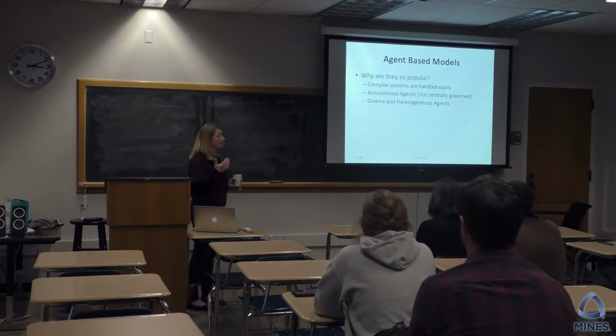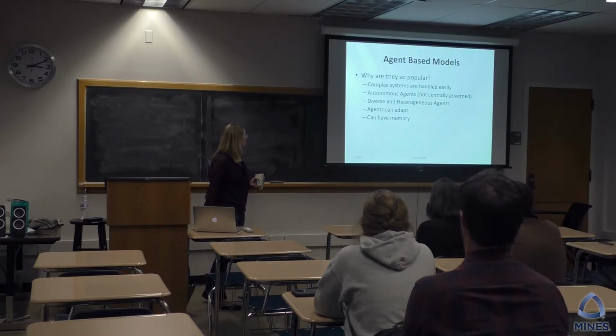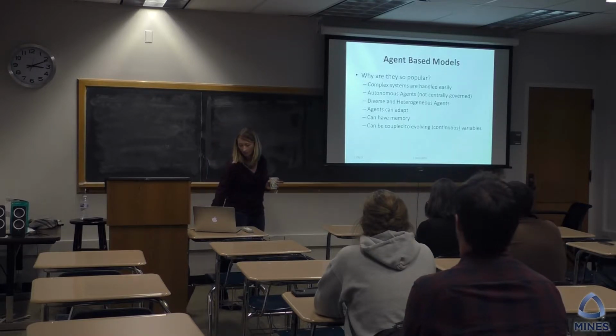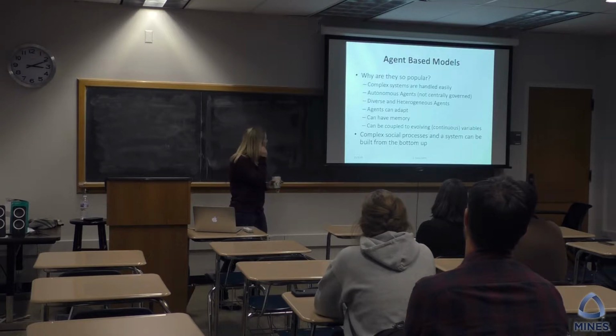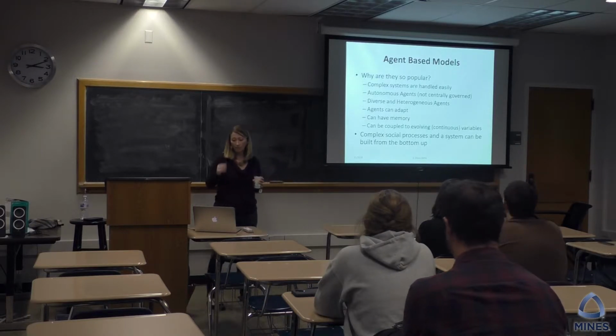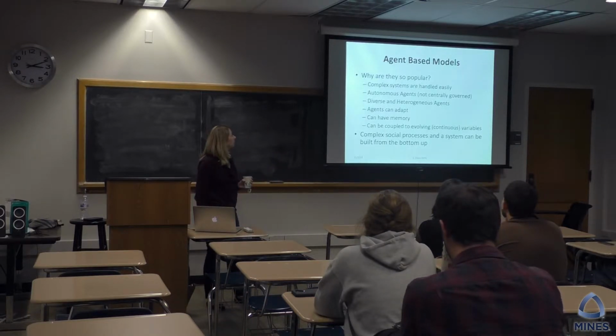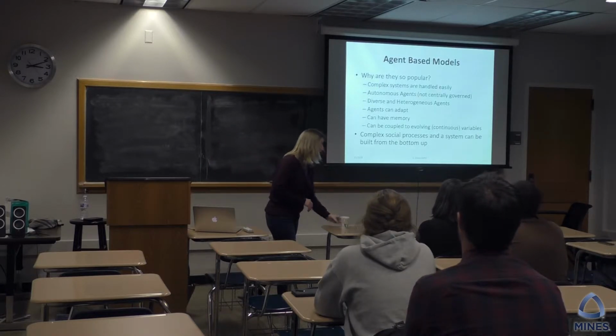You can have different states to describe movement. They could potentially adapt. They could have memory. I try not to deal with too much memory in my system because then it becomes more complicated. It could be coupled to evolving continuous variables, right? So you can deal with complex social processes or interactions and build this from a bottom-up approach.